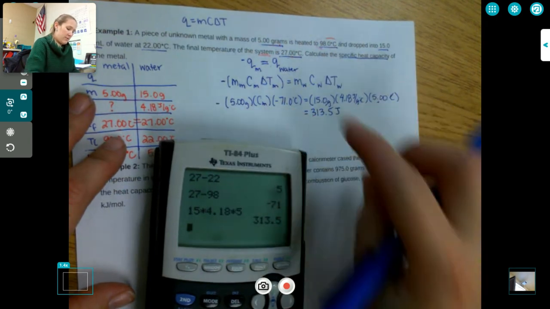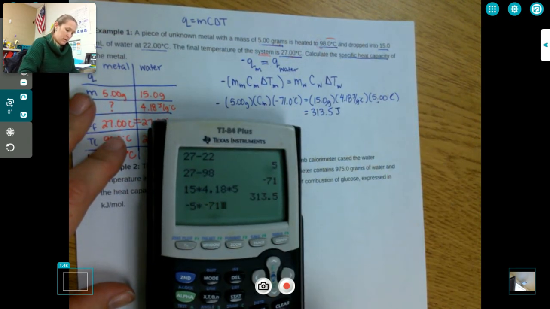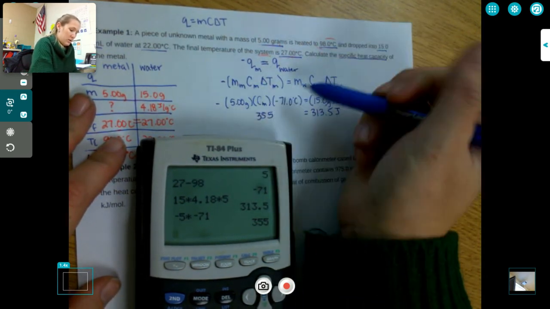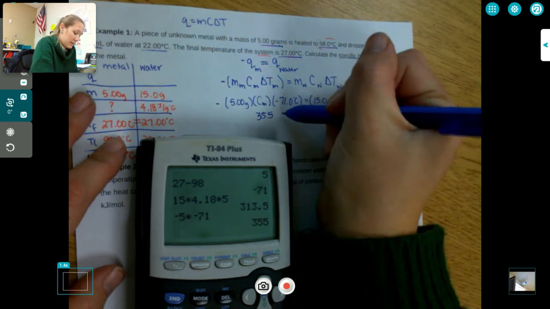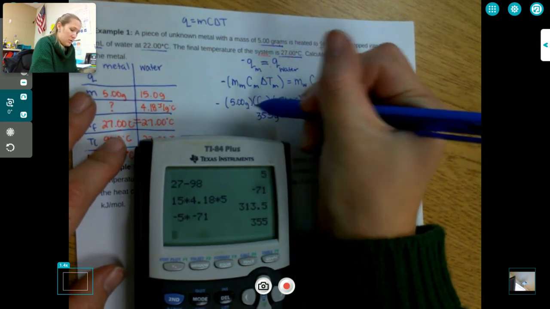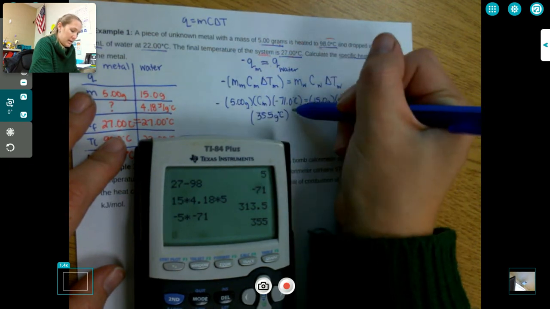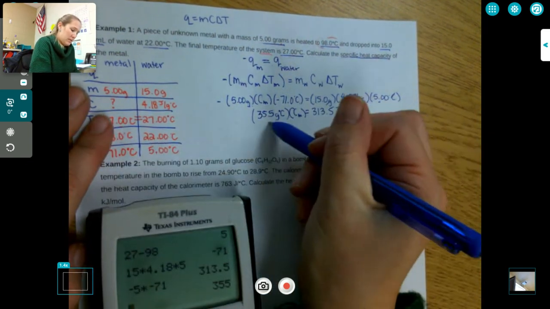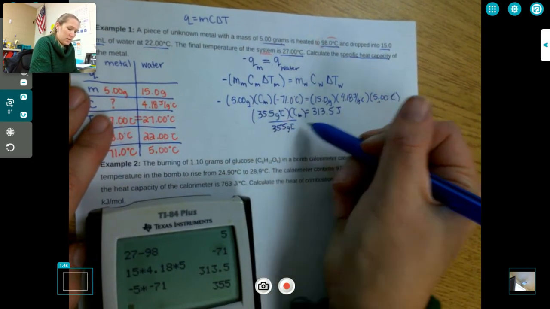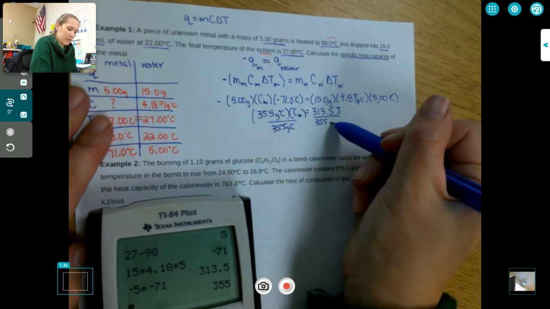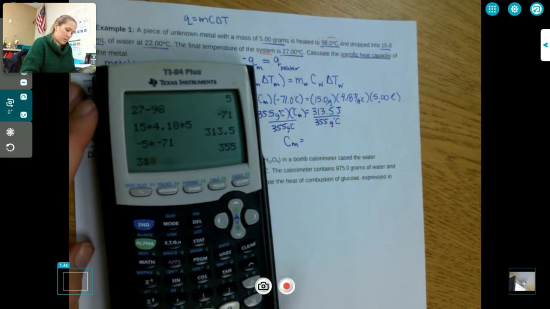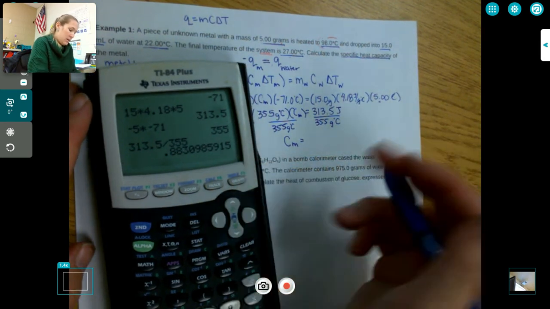And then on this side, negative 5 times negative 71, I get 355. And we've got grams degrees Celsius, because those two units get multiplied together, times the specific heat of our metal. I want specific heat, so I'm going to divide off 355 gram degrees Celsius. So I get the specific heat of my metal, 313.5 divided by 355.